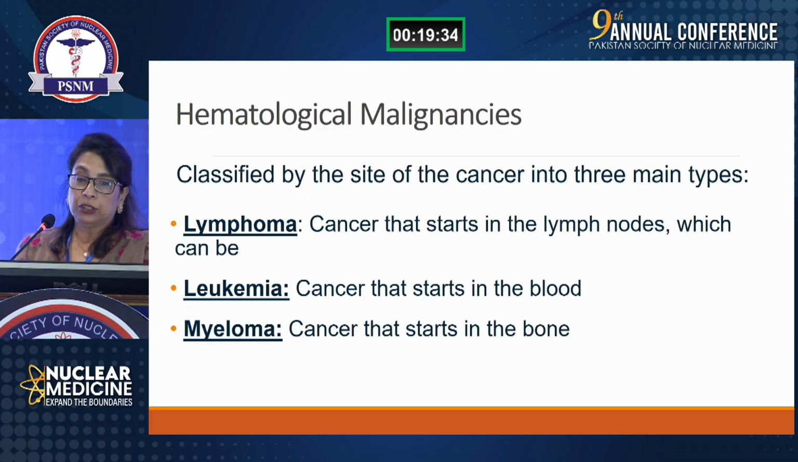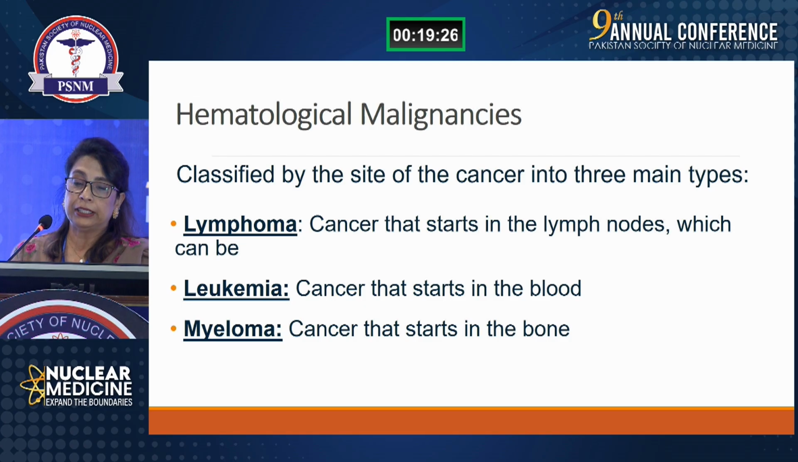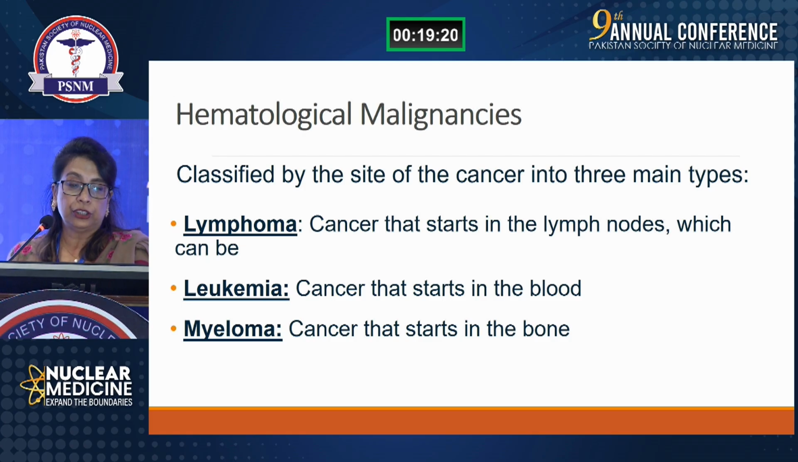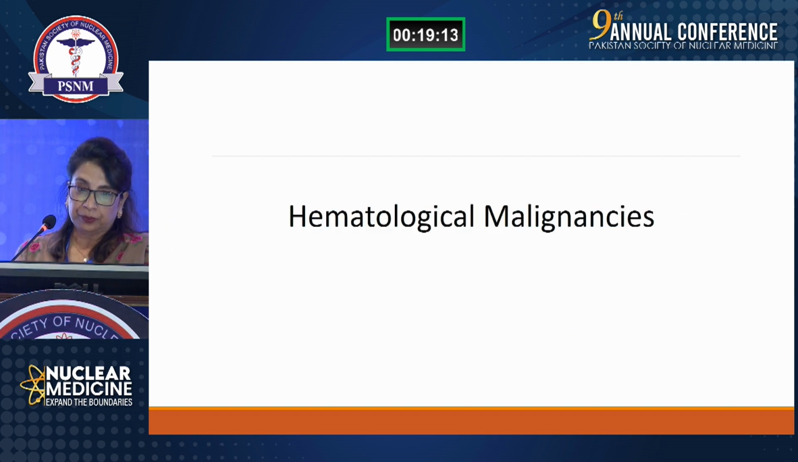So first of all, the hematological malignancies, we all know that they are cancers. The cancer is of three main types: lymphomas, leukemias, and myeloma, and they're divided based on the cell of origin from where they are diagnosed at the time of origin. Lymphoma starts in the lymph nodes, leukemia in the blood, and myeloma in the bones.